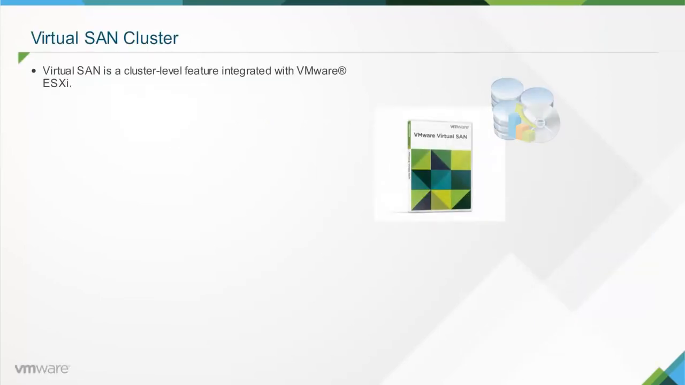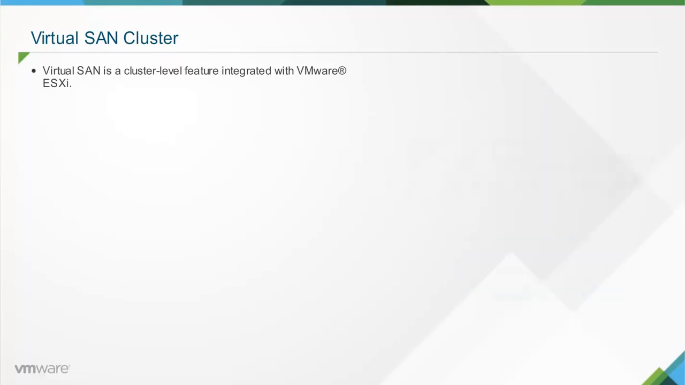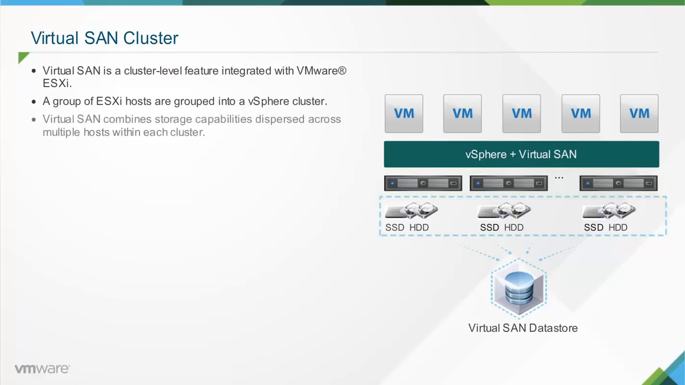vSAN is a cluster-level feature that is integrated with VMware ESXi to create a distributed redundant array of independent disks, or RAID. To configure a vSAN, a group of ESXi hosts are grouped into a vSphere cluster. vSAN then combines storage capabilities dispersed across multiple hosts within each cluster and presents them as a single storage cluster resource.